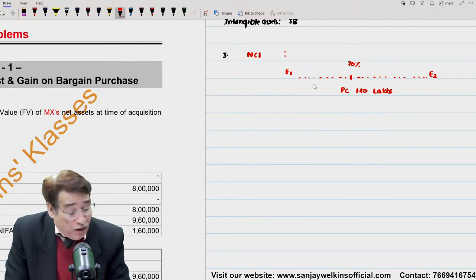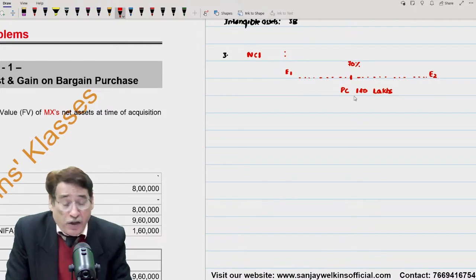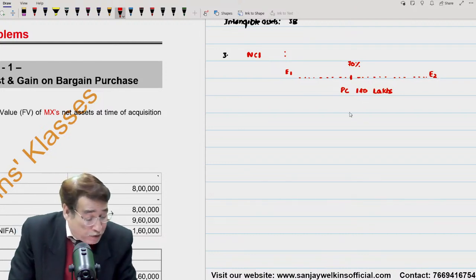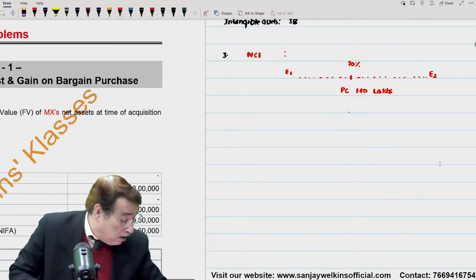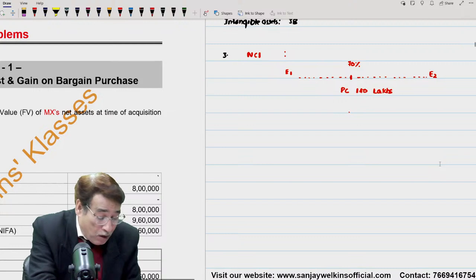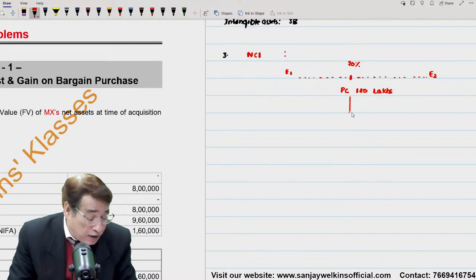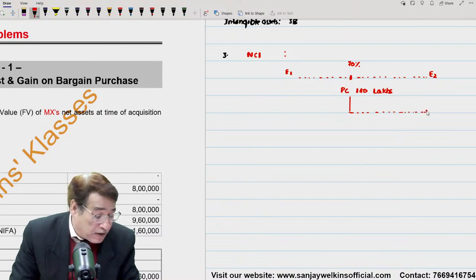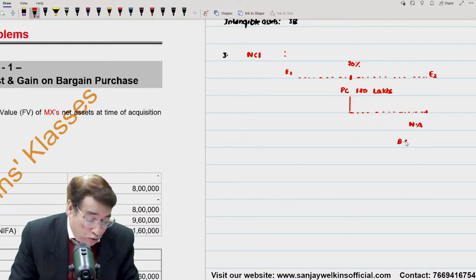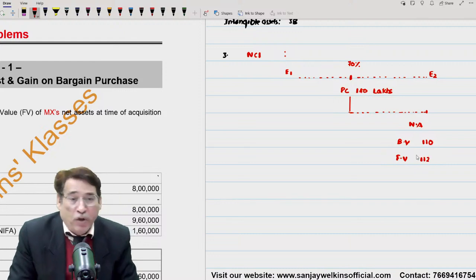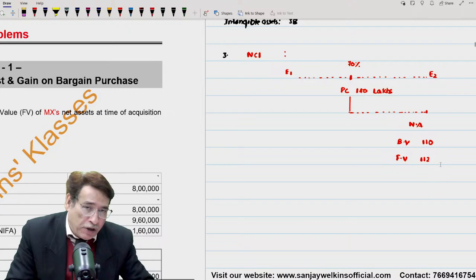Anyway, so E1 has acquired 70% stake in E2 and our purchase consideration is 140. Further, we presume that on the date of acquisition, because on this particular date we got the control, the acquired company has net assets with a book value of 110 lakh and a fair value of 112 lakh. This is the information I delivered.